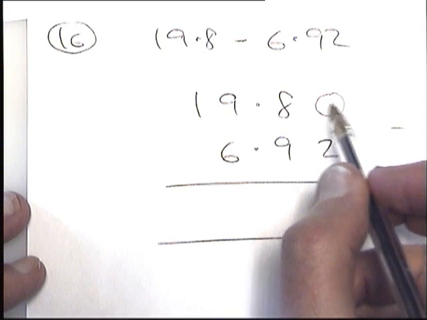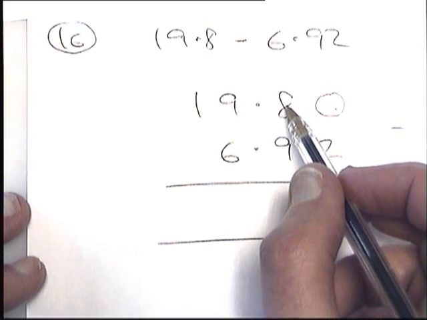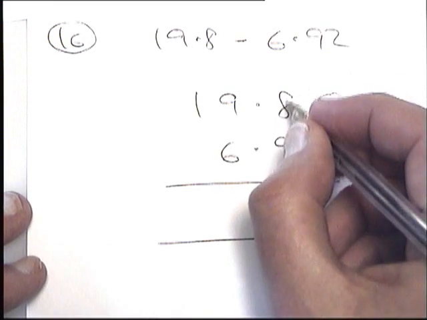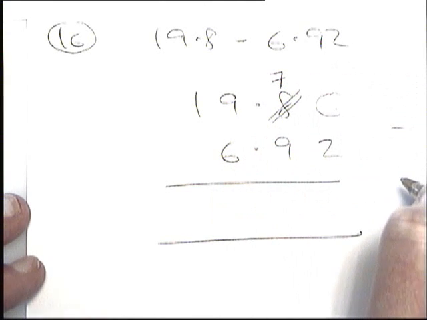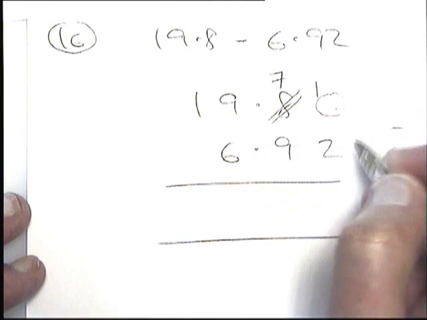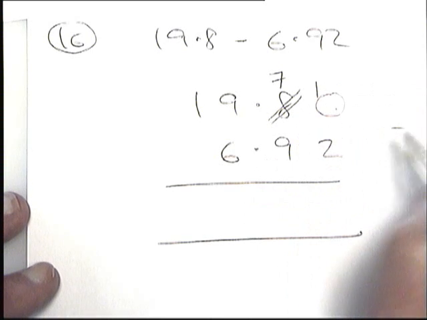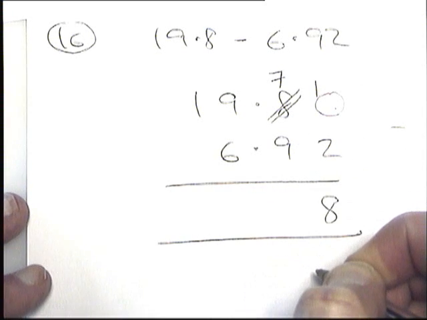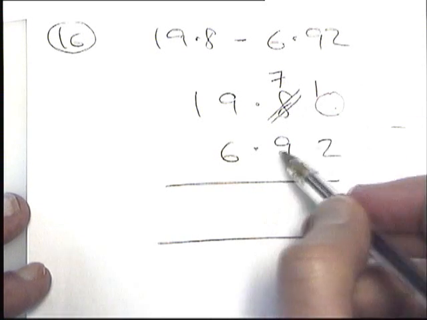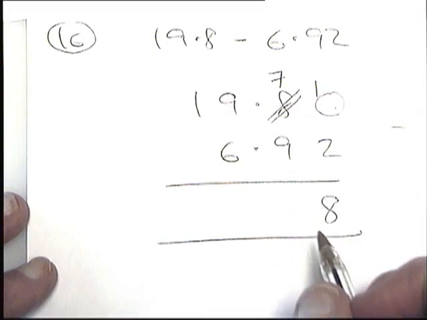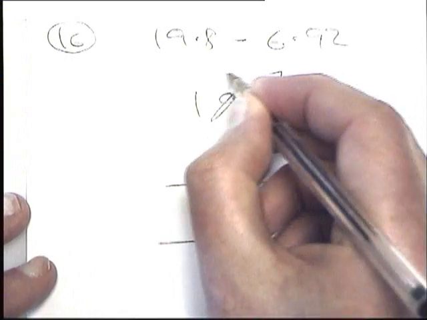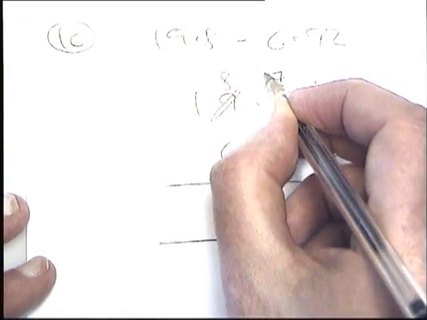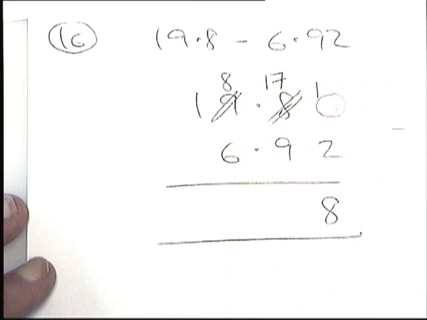I move over to find something I can borrow from. I can borrow from an 8. The only thing you can't borrow from is a 0. So I'll borrow from that 8. I will knock that 8 down by 1 to make that a 7. And I'll put the one I've borrowed here to make this 10. 10 take away 2 is 8. 7 take away 9 I can't do because 9 is bigger than 7. So I need to borrow one from here. So I'll reduce that 9 by 1, make it into an 8. And the one I've borrowed goes here. This is a 17. So I've now got to do 17 take away 9.